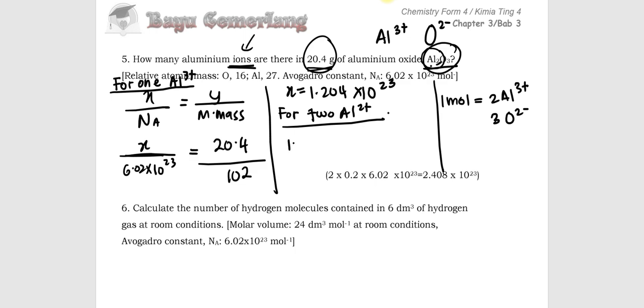So shh, multiply. I can make your dream become reality. Yeah, I'll still use the. I'm just helping you. Okay, so that's why the answer is 2.408 times 10 to the power of 23.